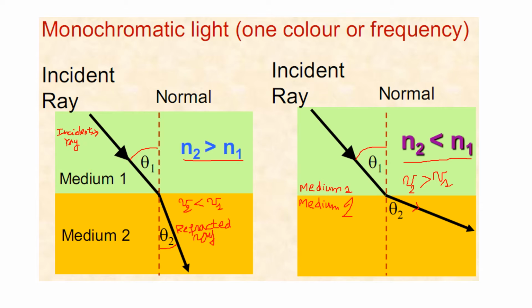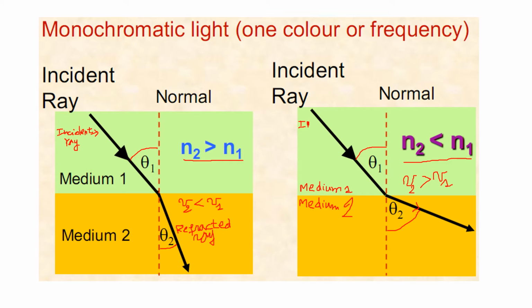This means that this angle of incidence is less than the angle of refraction, which means that the refracted ray goes away from the normal. This is our incident ray.